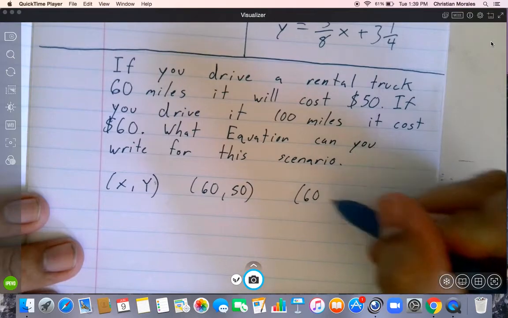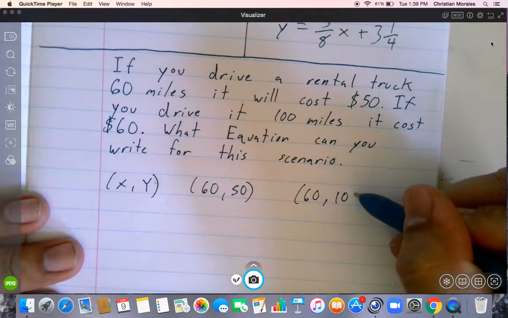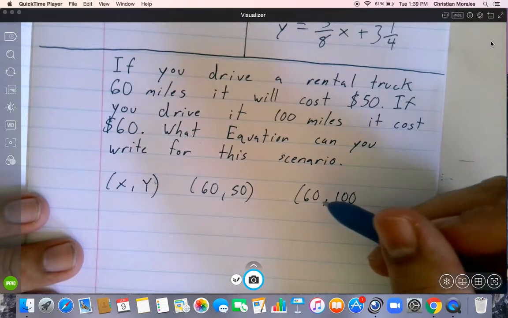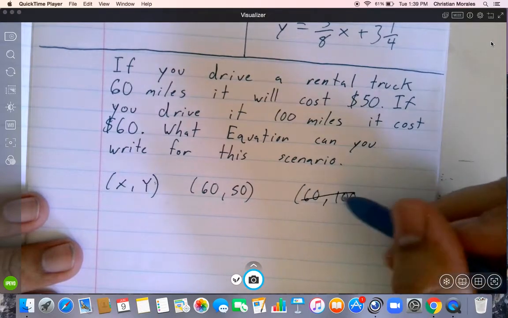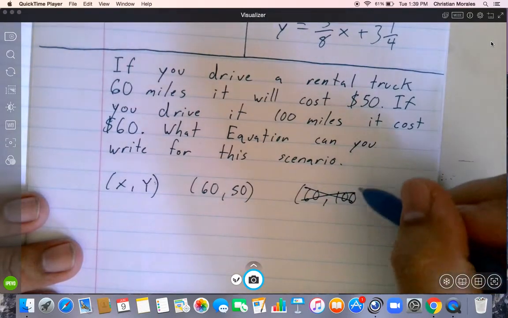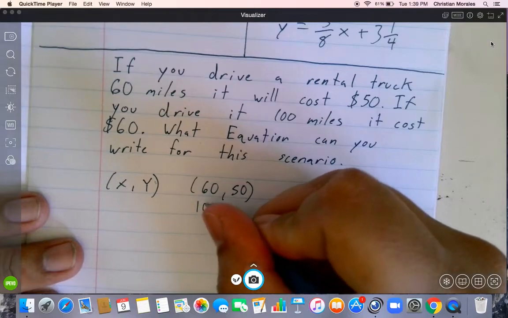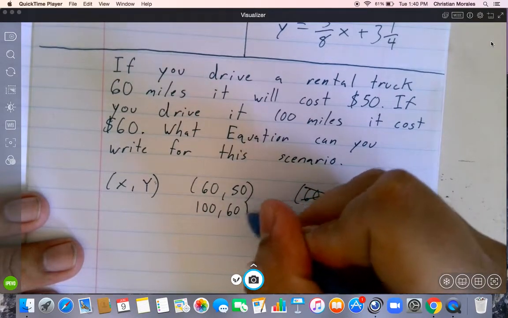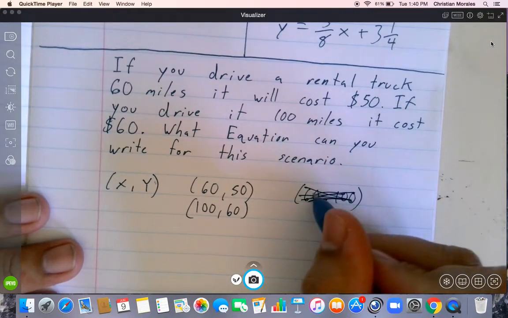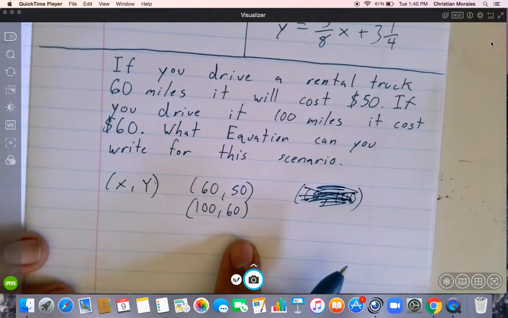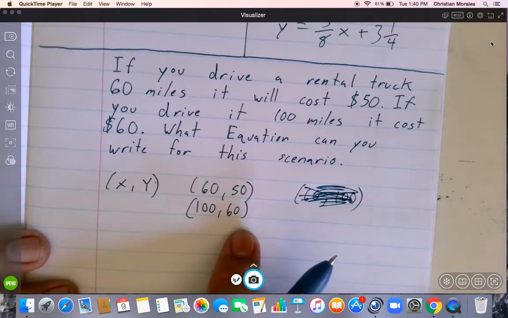And then 60 miles, sorry, 100 miles. I just messed this up, didn't I? I did. Sorry about that. 100 miles is 60 bucks. That's better. Sorry about that. Those are your 2 points. Miles and cost.